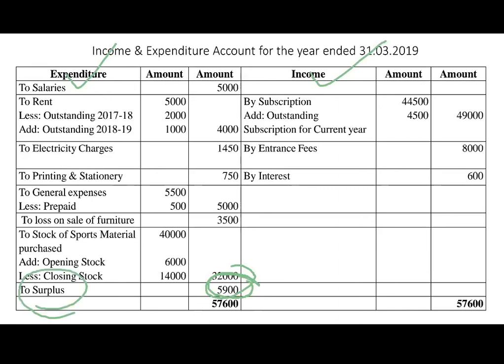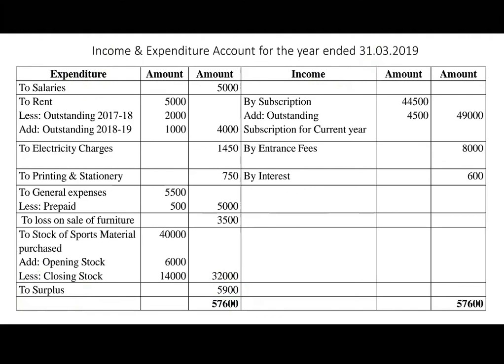In final accounts we used to mention net profit, but in income and expenditure you will mention surplus. So, to surplus 5,900. And this surplus will be recorded on the liability side of the balance sheet, in the capital fund. You will add this to the capital fund on the liability side of the balance sheet. Here we have not prepared any balance sheet, which means you will not record it anywhere, and your problem is done.